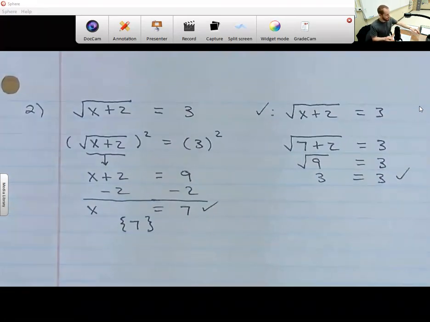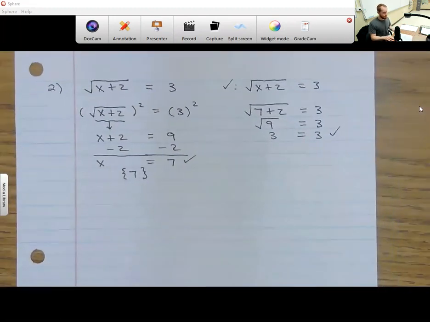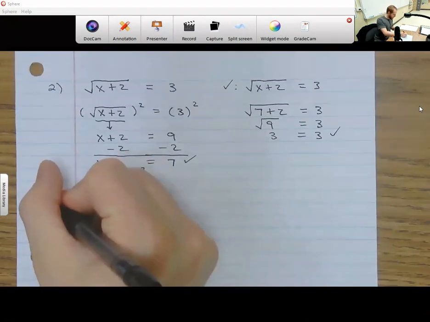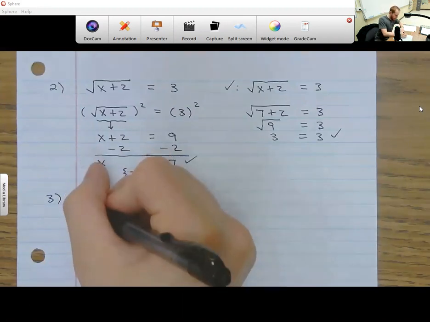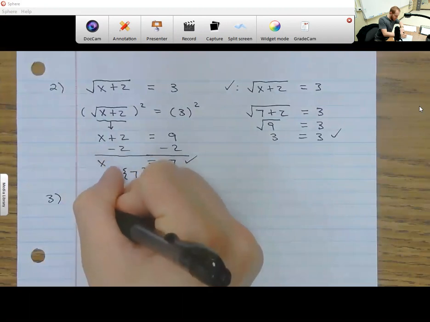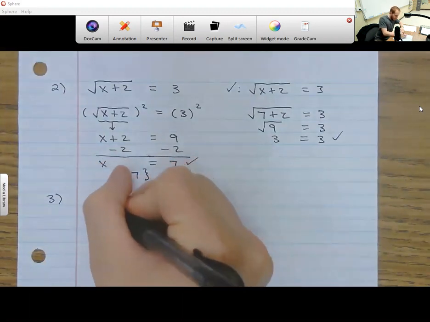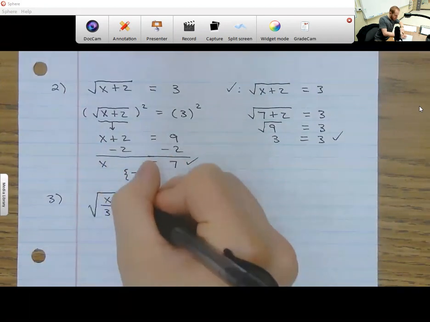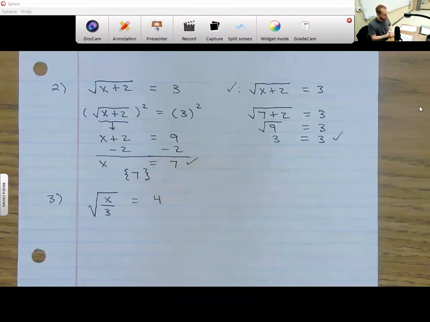Okay. Let me zoom on out. And let's get started on 3. Okay. Number 3 is going to be a tall radical, so it's going to take up 2 spaces on your paper. The square root of x divided by 3 is equal to 4. Square root of x over 3 is equal to 4.